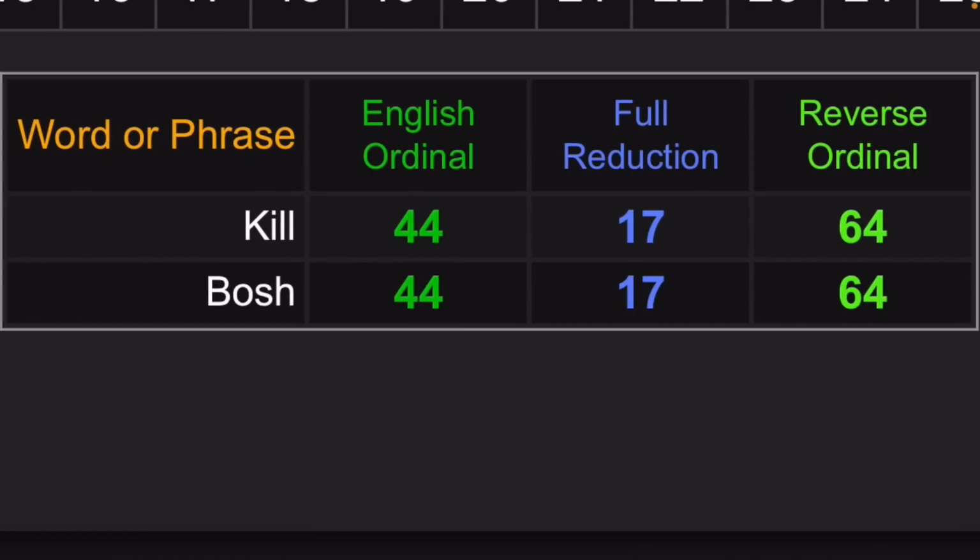And one thing I noticed when I was looking into the Gematria with these characters is that Bosh and Kill have the same Gematria. As you guys can see, they both equal 44 in the English ordinal cipher, and then they both equal 17 in the full reduction, and then 64 in the reverse ordinal. So I wouldn't be surprised if one of these 3 characters fakes their death. You know, whether it be Chris Bosh, Clyde Drexler, or Snoop Dogg.